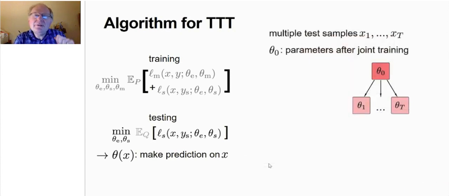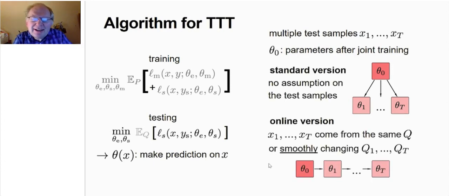And the nice thing is that you can do it one sample at a time and just throw away the model and start over. Or you can think about it as an online version where the samples come from the same distribution, or it might be coming from a smoothly changing distribution. And that way, you don't throw away whatever model you adapted, but you just keep adapting. Every new sample adapts it a little bit more.